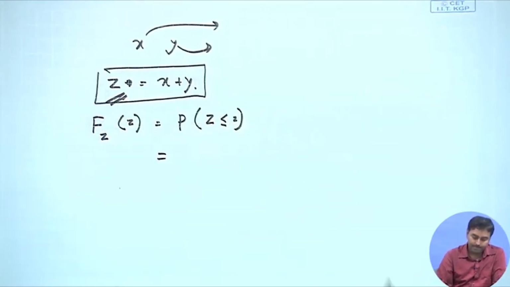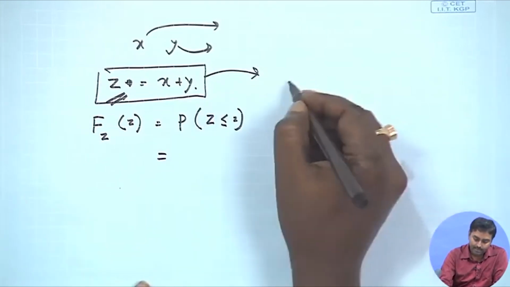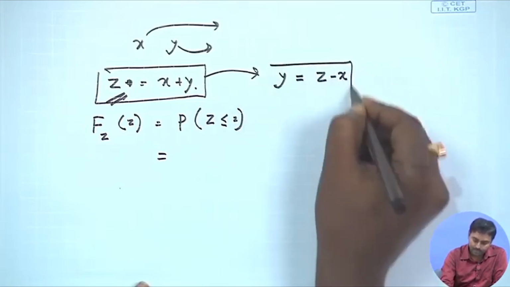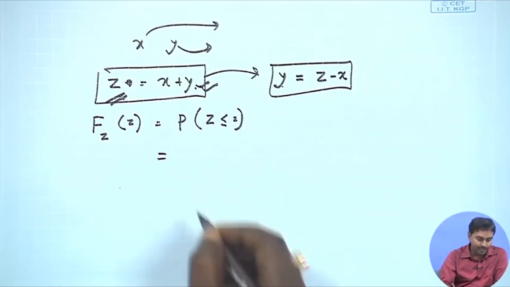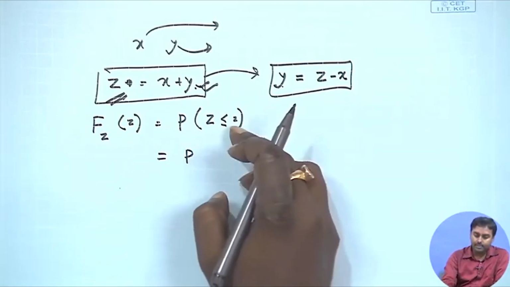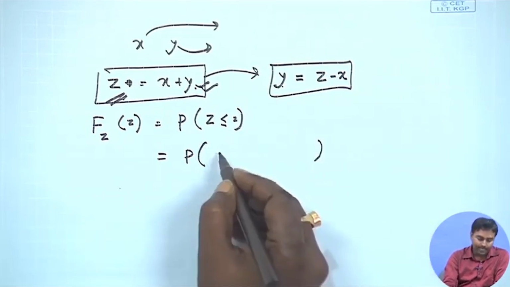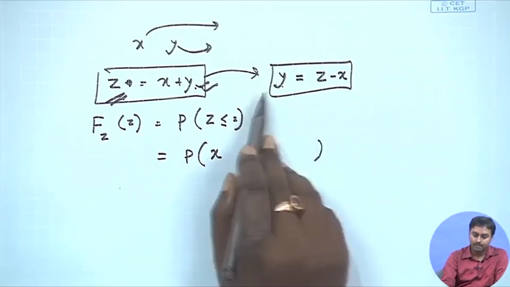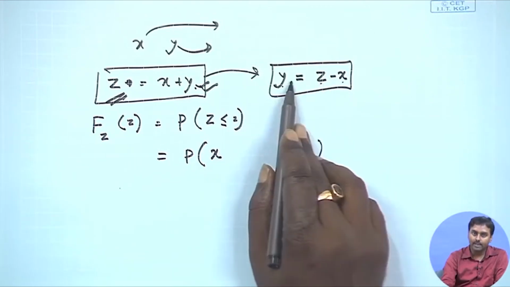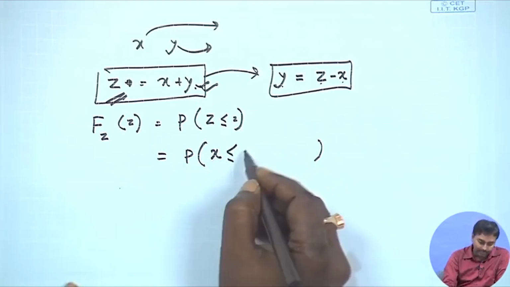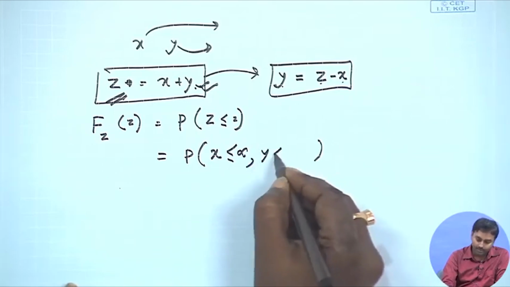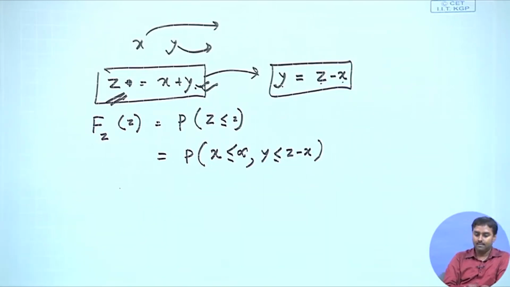So, from here what do we know? If z is x plus y, then I can always say y must be z minus x. This means the probability that z has to be less than or equal to z means the probability that x, for any value of x which is less than infinity, I must have a y which is less than or equal to z minus x. Then z will be less than this z. Always I will be able to ensure this.